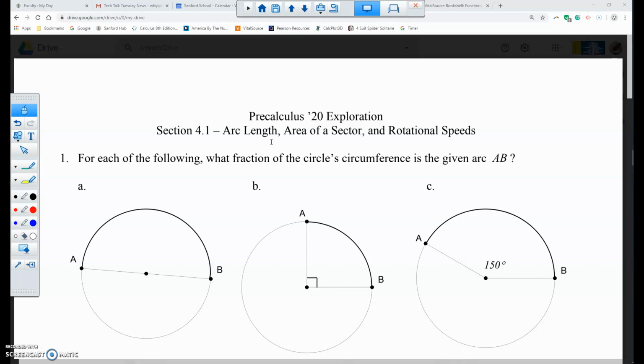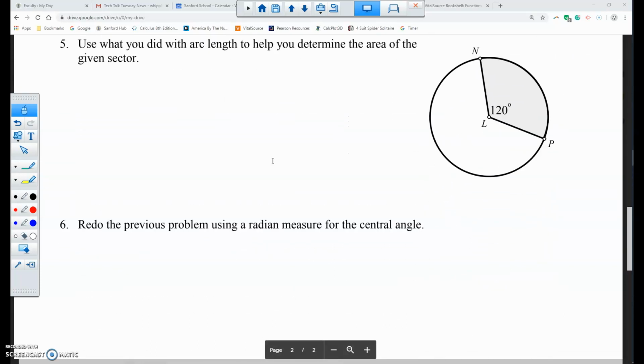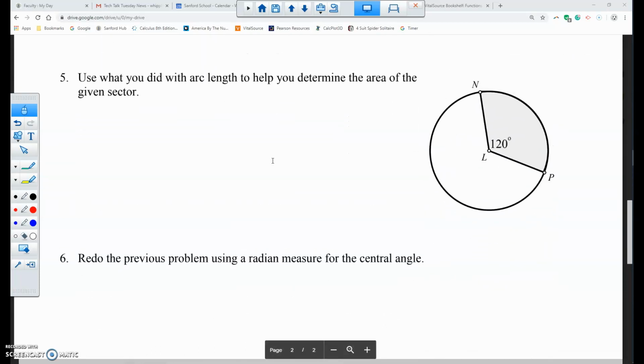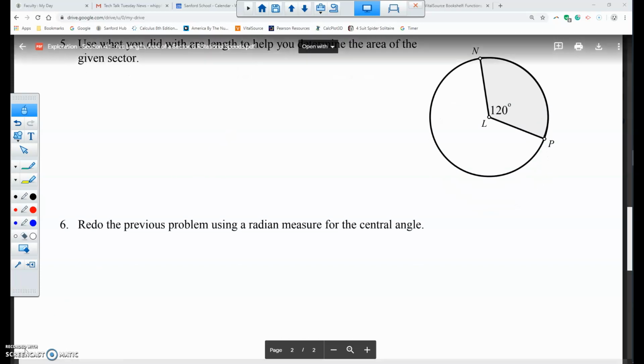Hi folks, so I wanted to give you a few tips on your homework tonight with the pre-calculus exploration. You've already done the first page, so you're just focusing on the three problems on the back side. So let's start with number 5, and I want to first provide you with some extra information.